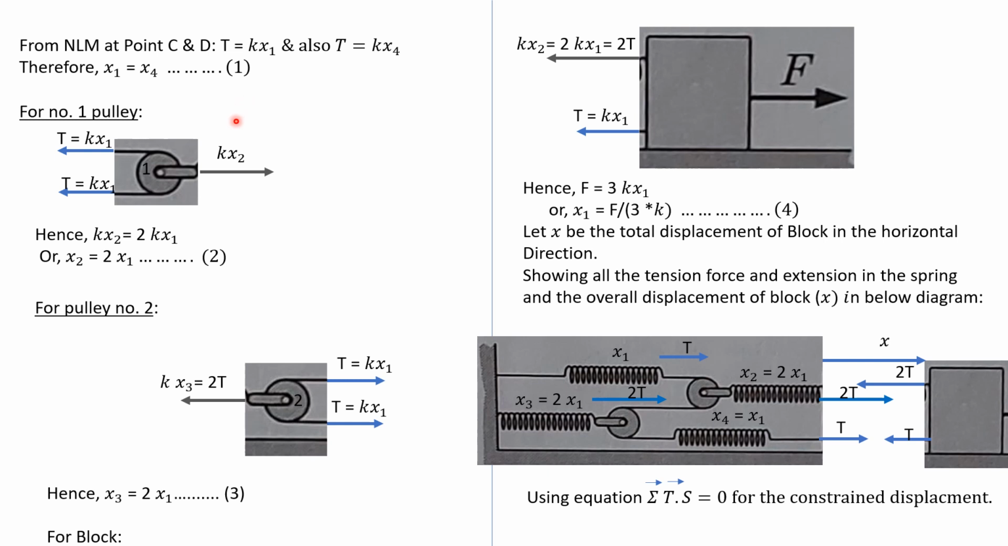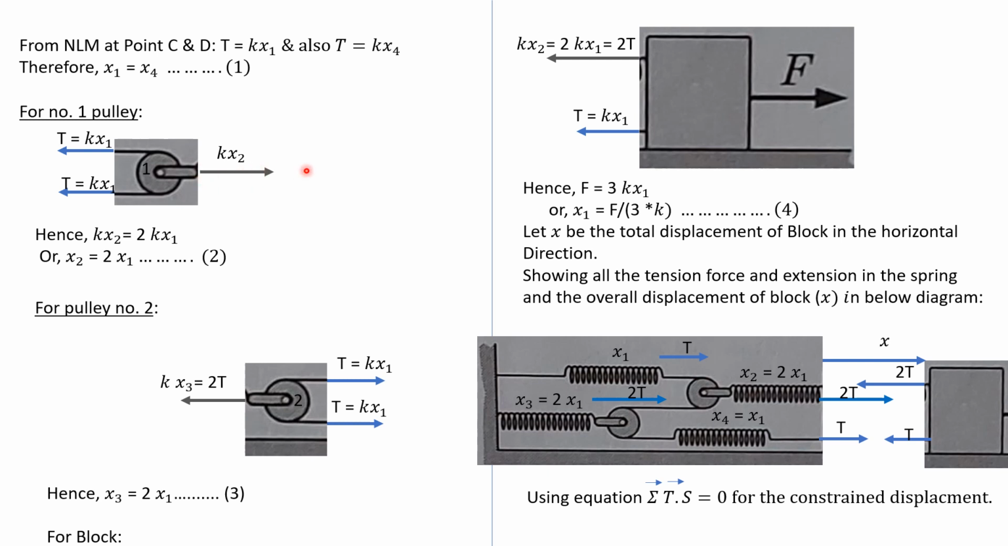Now we will make the free body diagram of number 1 pulley. So in number 1 pulley, both sides are cord, and cord is having tension T, and that is equal to Kx1. So T acting on this side, and here it is connected with the spring. Because of the spring, the force is coming Kx2.